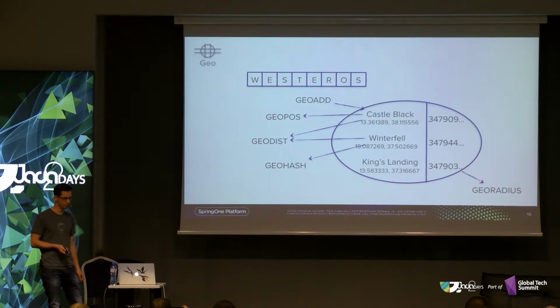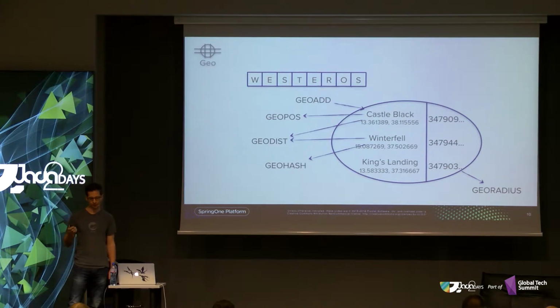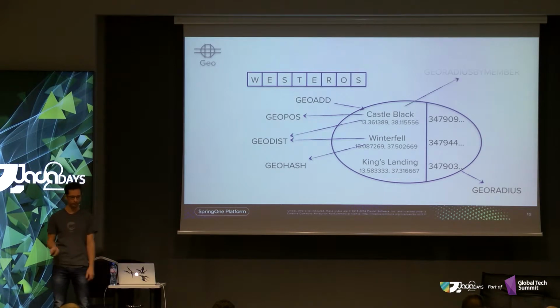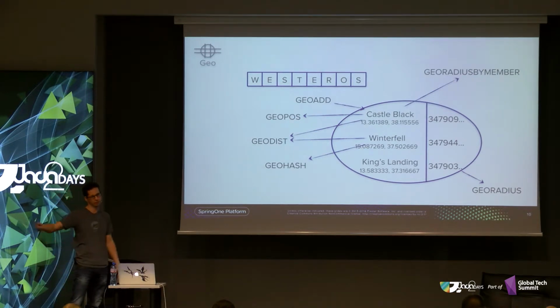And of course, you can ask for the georadius. You give it a point and the distance, which makes up basically a circle, and it will give you everything that's inside that circle. You could also use an existing member as the center point and just ask what's in the surrounding of that point.